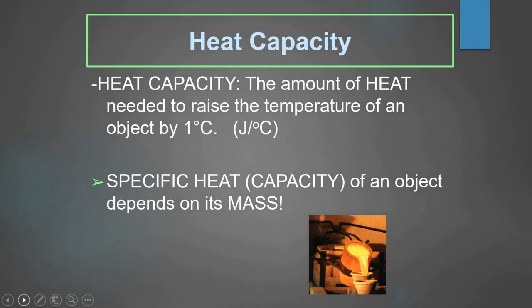So again, heat capacity is the amount of heat needed to raise the temperature of an object 1 degree Celsius. But specific heat is going to take into account the mass. So that's going to be joules per gram times degrees Celsius. So specific heat includes the mass. Heat capacity does not take into account the mass. It doesn't matter if you have 1 gram or 5 grams, but the specific heat does.